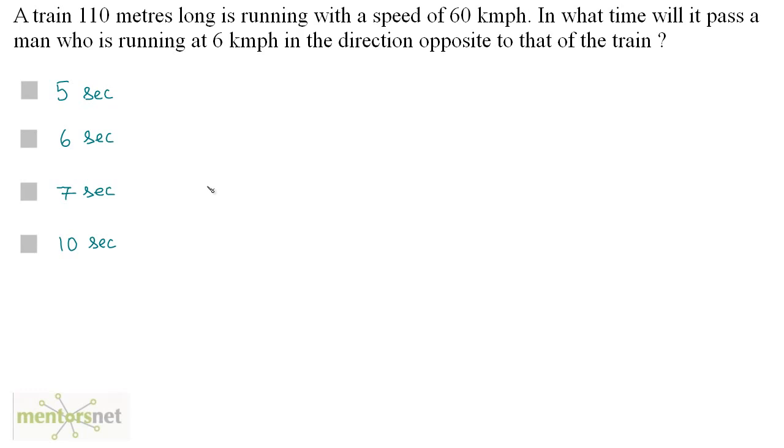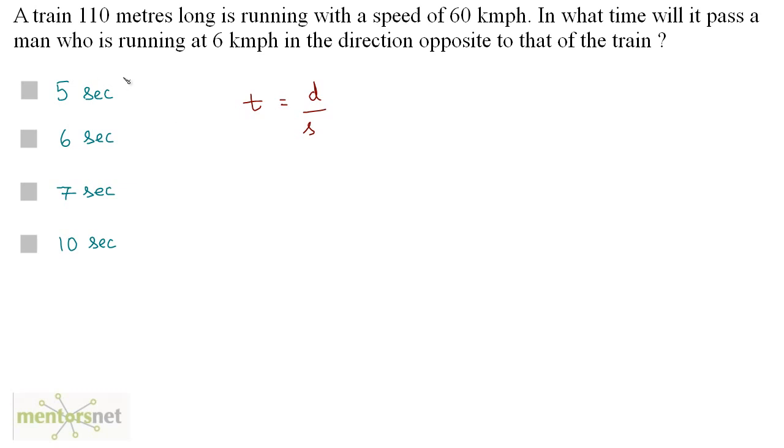A train 110 meters long is running with a speed of 60 kilometers per hour. In what time will it pass a man who is running at 6 kilometers per hour in the direction opposite to that of the train? Well, the formula for time is actually distance upon speed. Now we know that the man and the train are going opposite in their directions. Hence, the relative speed will be taken into consideration.